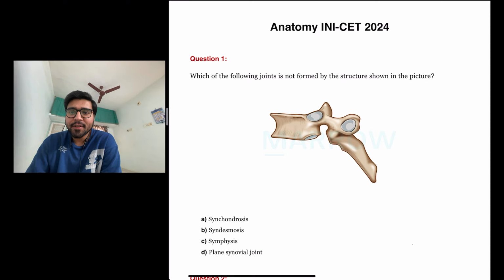Today we're going to discuss anatomy recall questions of INI-CET 2024, May and November. So let us start discussing the questions. The first question is, which of the following joints is not formed by the structure shown in the picture?